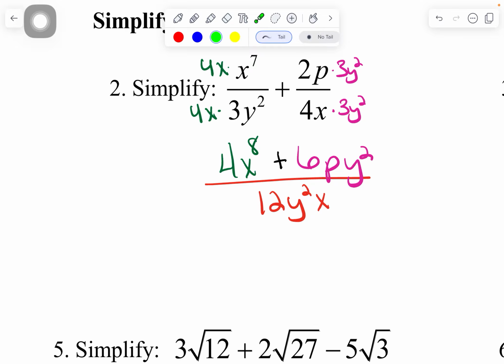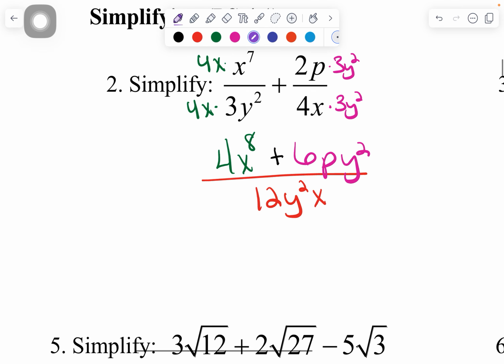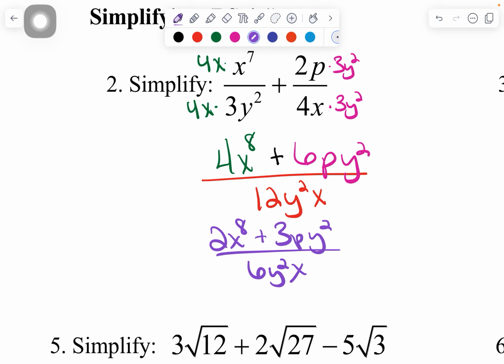And these aren't like terms, but what I did notice, and it took me a second to find it, 4x to the 8th here, 6py squared here, and 12y squared x. All of the numbers can be divided by 2. So you can go ahead and divide that out. So that's going to be 2x to the 8th plus 3py squared all over 6y squared x. So that's the final simplified version.